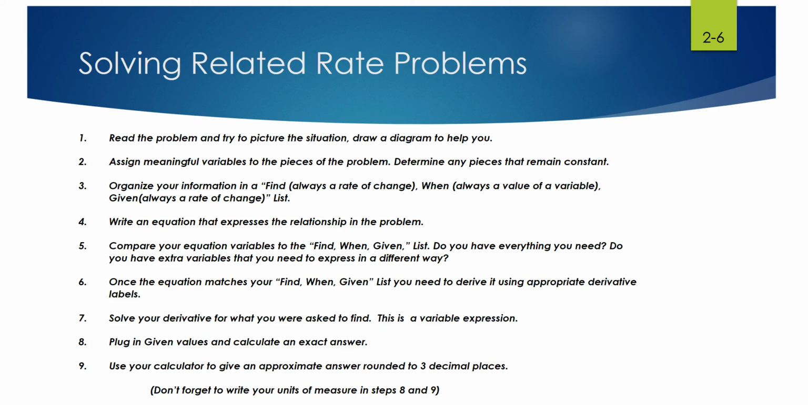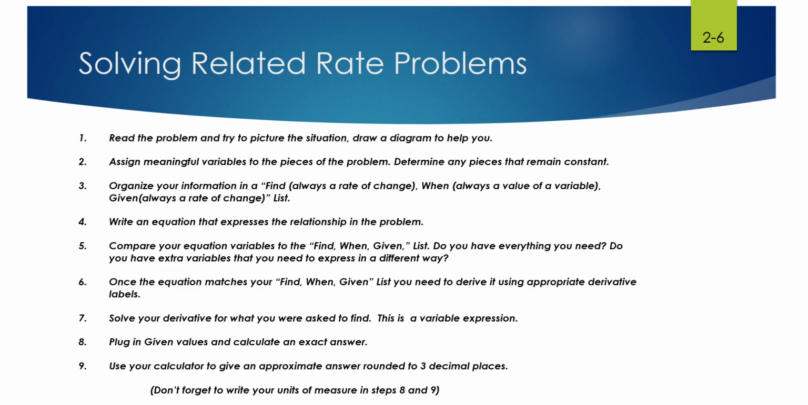But if I was asked to find dr over dt, well, it's embedded in the expression. I don't want that. I want it to say dr over dt equals, if that's what I was asked to find. So make sure that you solve for it and give a variable expression. It's part of your answer, and you even get a point for that from me and on the AP test.